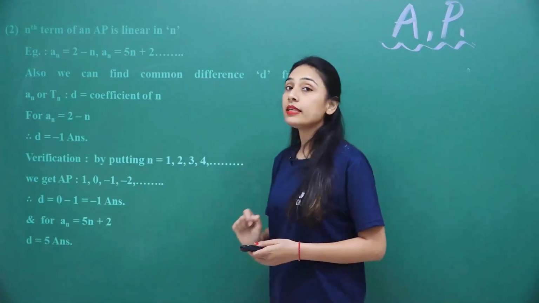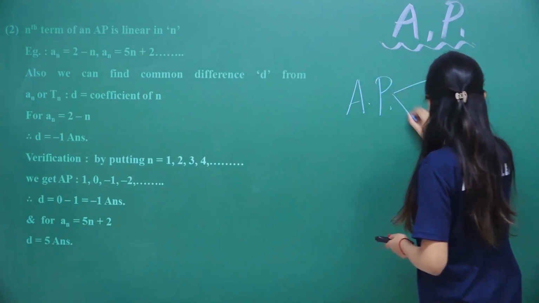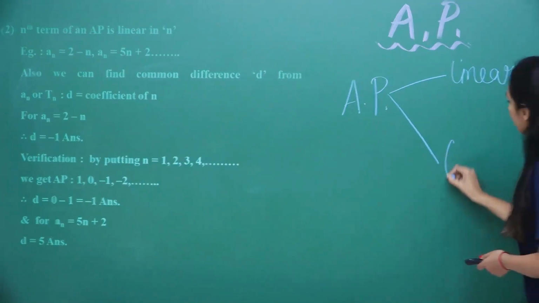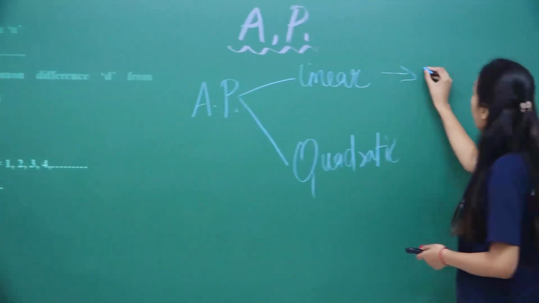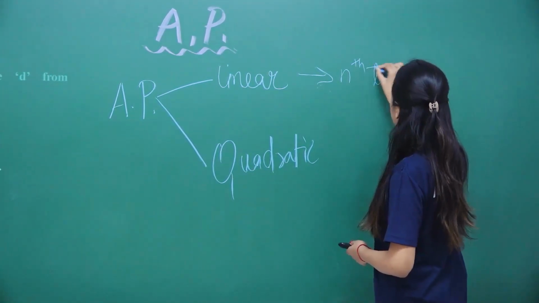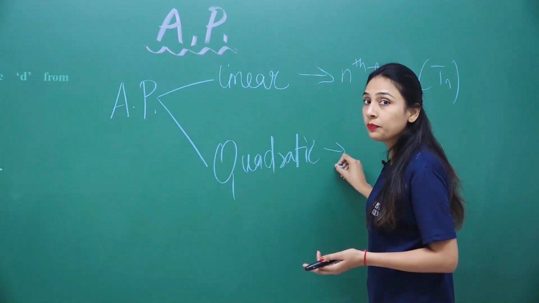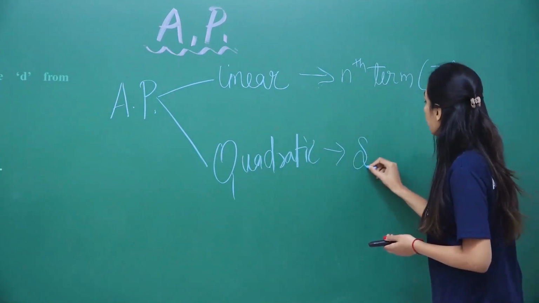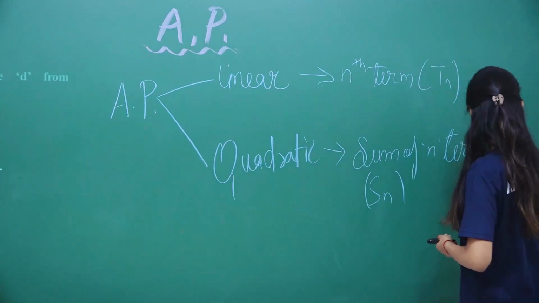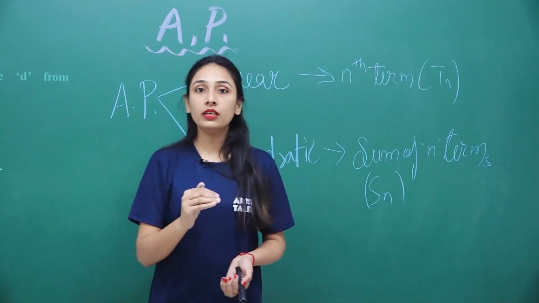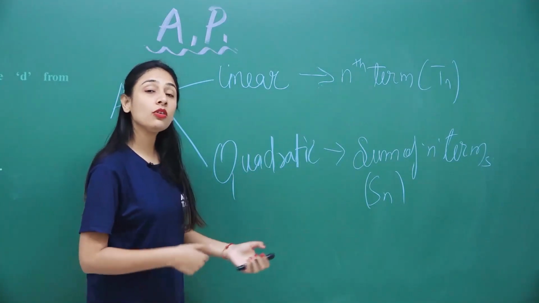Now, another property of an AP is linear. Now, focus on that thing carefully. If we talk about AP, we can have a linear equation, or it can be a quadratic. We find a linear equation in terms of n only in the case of the nth term, that means Tn. And if we talk about the quadratic equation in terms of n, that will be showing only the sum of n terms, that is Sn. Whenever a series in AP has a linear equation in terms of n, that is the nth term, and its sum will be in quadratic terms.